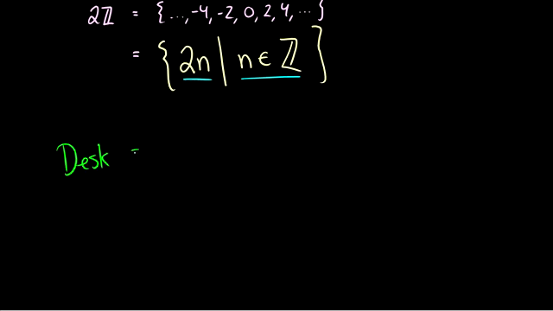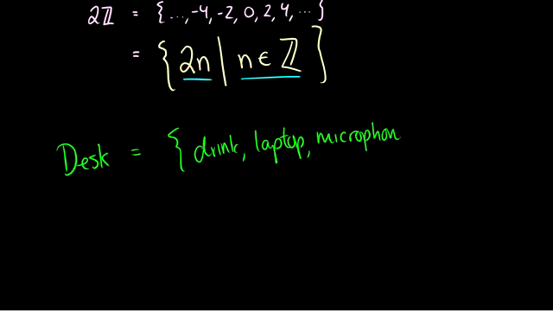And on this desk, I have a drink, I have a laptop, and I have a microphone. And there's some other things on my desk that I could list, but let's just say my desk only has these 3 things. Now, this is one way I can talk about things. I can say I got this drink, this laptop, and this microphone on my desk.